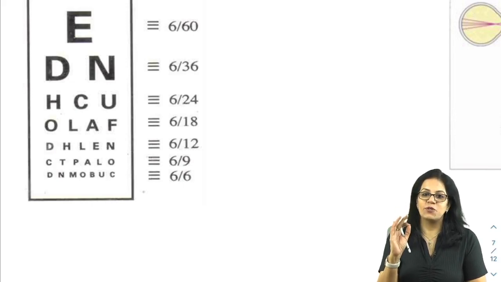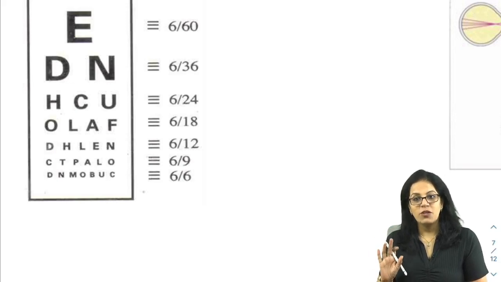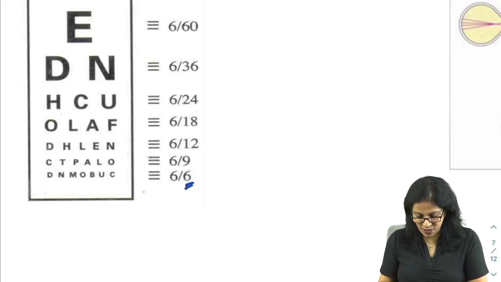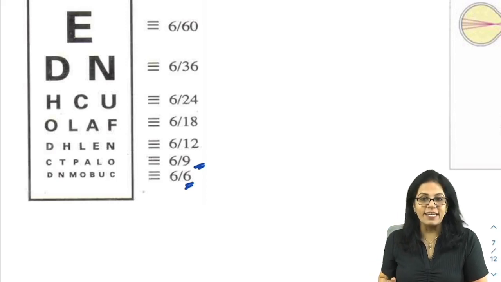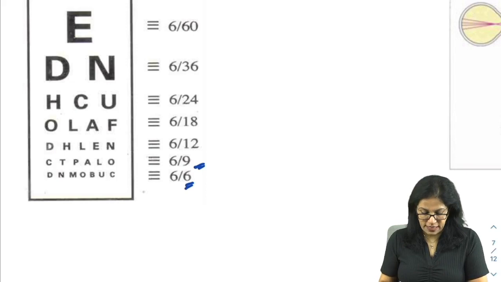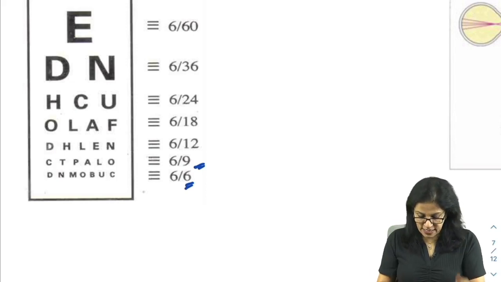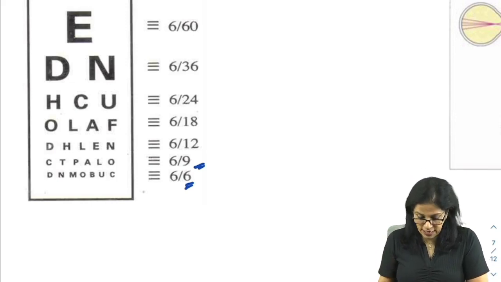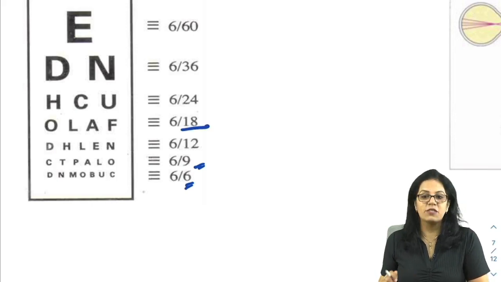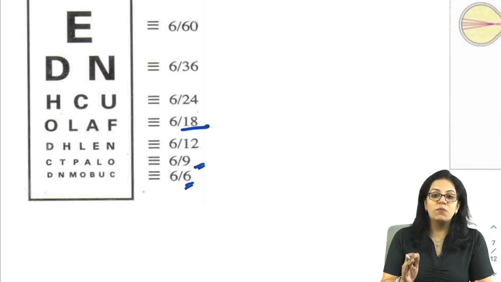What is very important, the first basic that should be clear: what is normal, denominator or numerator? You are going to say denominator is normal. That means your patient is sitting at 6 meters, that is the numerator. Now, when I say 6 by 9, it means a normal person with normal visual acuity can read this at 9 meters, which your patient can only read at 6 meters. When I say 6 by 18, again a normal person can read at 18 meters, but your patient is reading at 6. Got it?